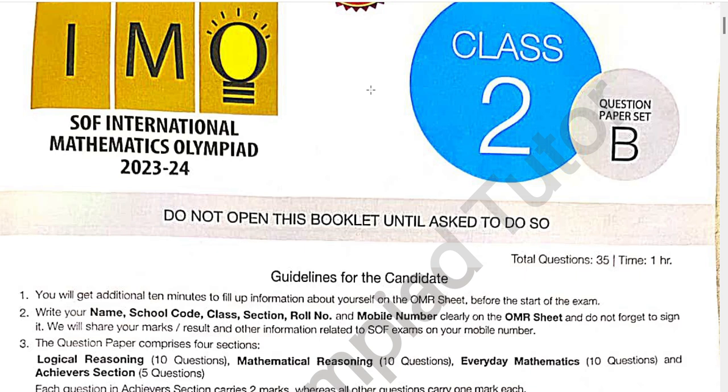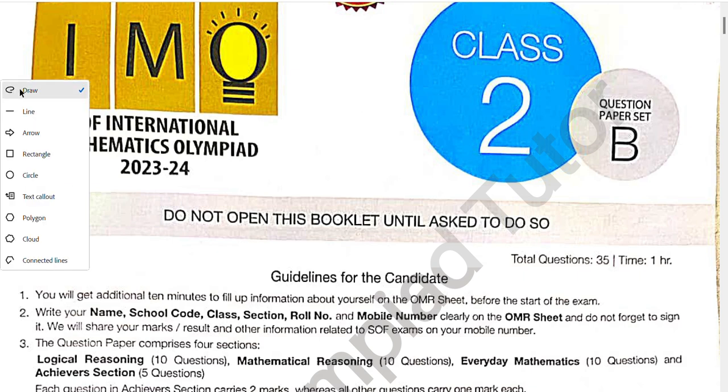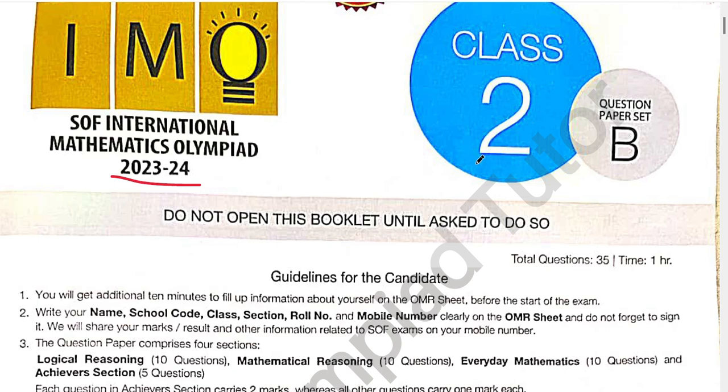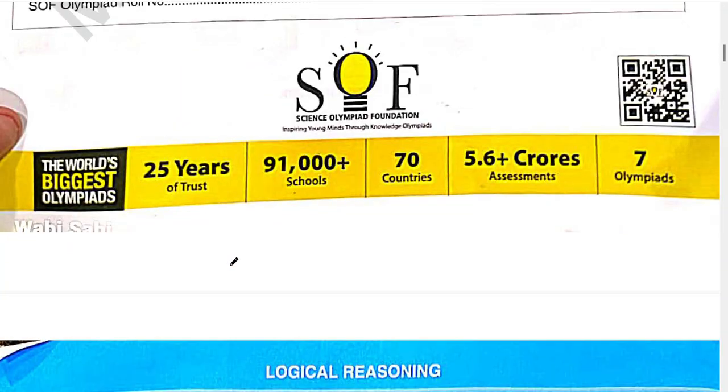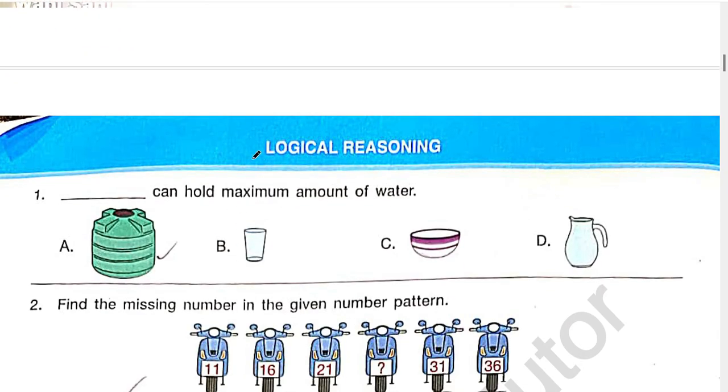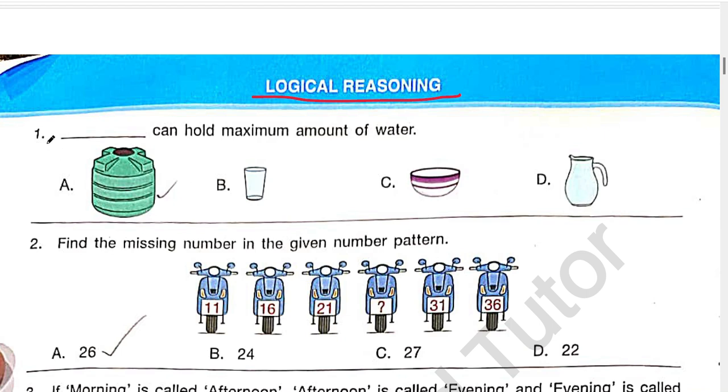So today in this video we are solving class 2 paper set B for the year 23. Year 23 class 2 set B paper. So let us try to solve the paper for grade 2. The first part is obviously the logical reasoning part.